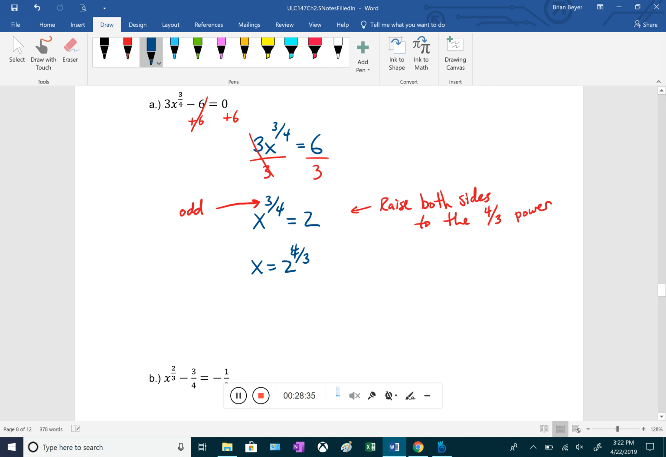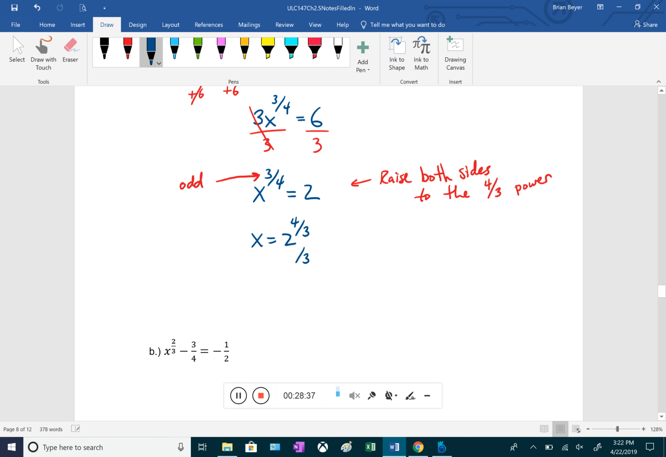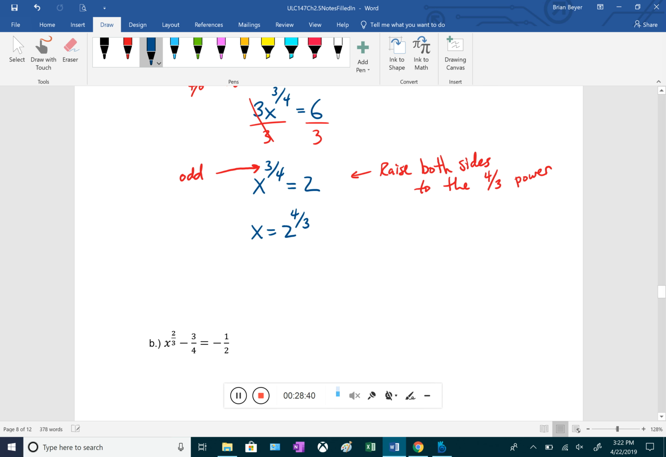So technically this is one acceptable answer. Another acceptable answer here would be 2 to the 4th, to the 1/3, not cubed, to the 1/3. What you would try to do first here is use that root to help you simplify it, but 2 to the 1/3 power isn't anything nice, so let's raise it to the 4th. 2 to the 4th is 16, so this would be 16 to the 1/3.